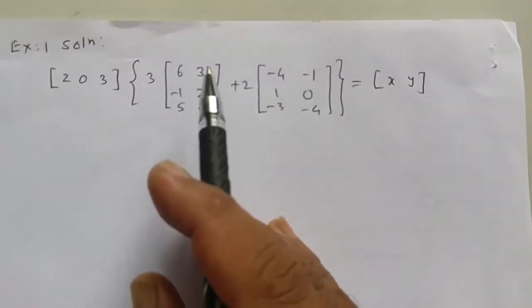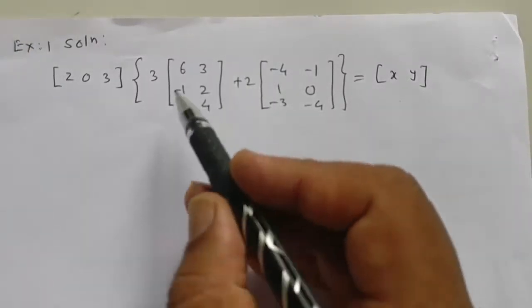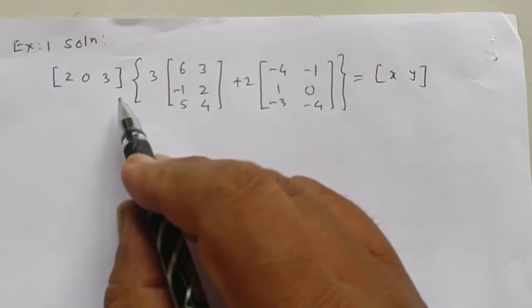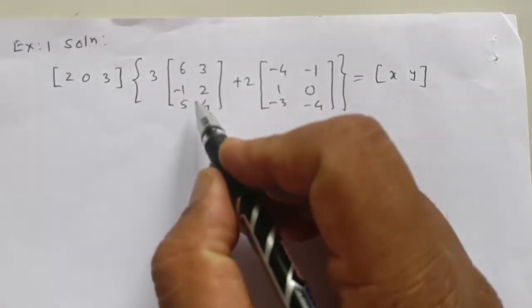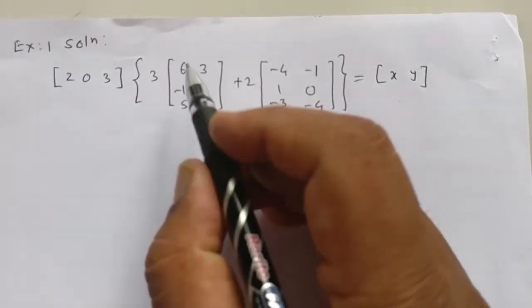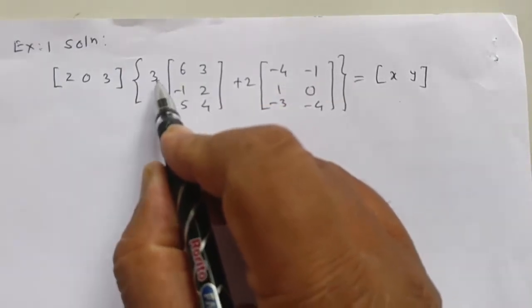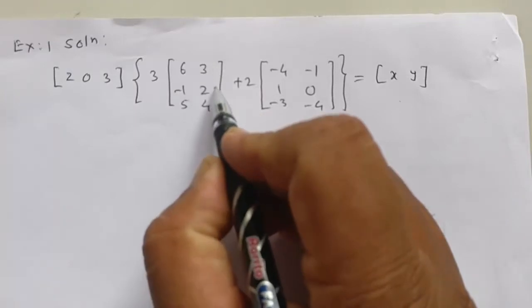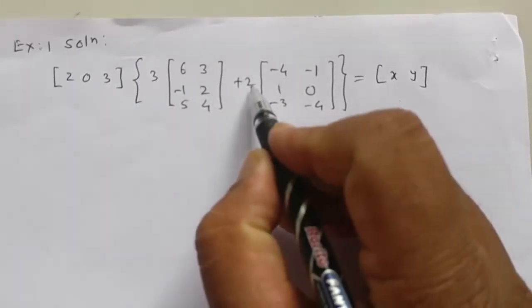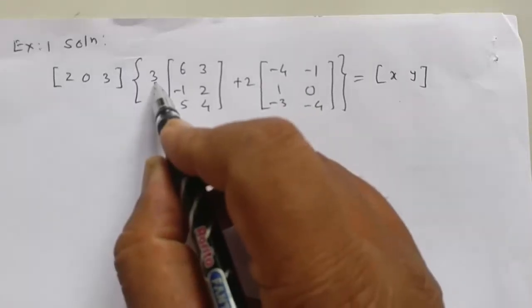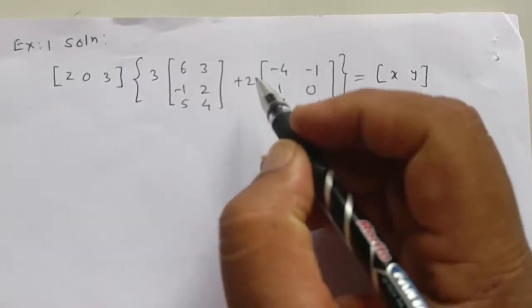Solution. Now we solve these equations. First we solve the innermost bracket. In the innermost bracket, 3 is multiplied to every element of the matrix. 2 is also multiplied to every element of this matrix. It is scalar multiplication, 3 is scalar multiplication, 2 is scalar multiplication.